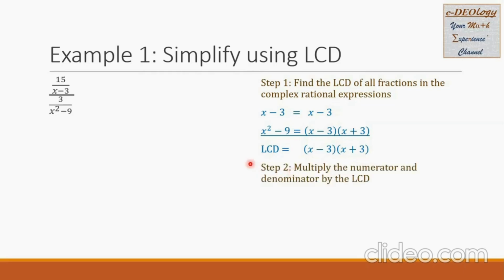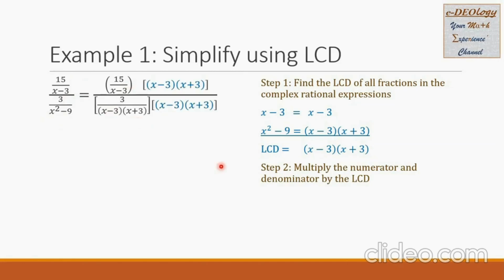And then step 2, multiply the numerator and denominator by the LCD. Before we go to step 2, all the denominators must be expressed in factored form. So the 15 over x minus 3 is already simplified, so I'll just copy it here. The 3 over x squared minus 9 is copied here, but the x squared minus 9 is now factored out. Going to step 2 now, multiplying by the LCD, it will be like this.